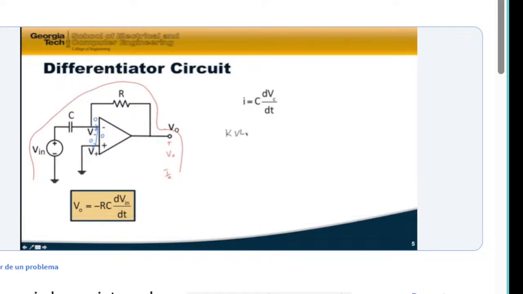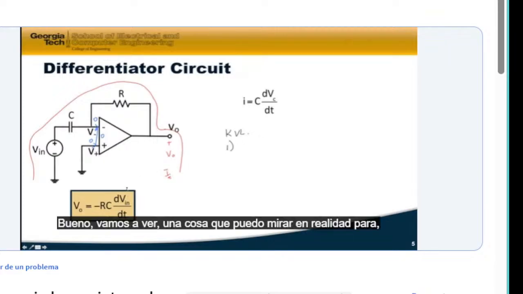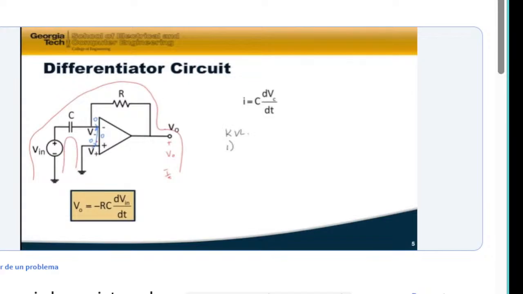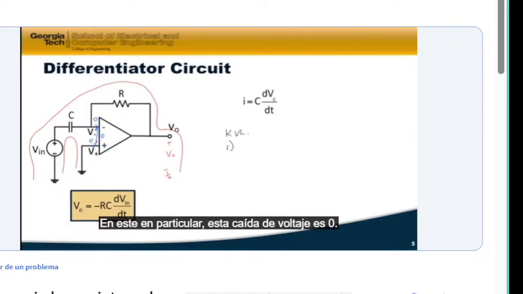So the KVL. One thing that I can look at to simplify this is to do two KVLs. Let me do this first one right here. In this particular one, this voltage drop is zero, and this is the ground. So this is equal to zero potential.